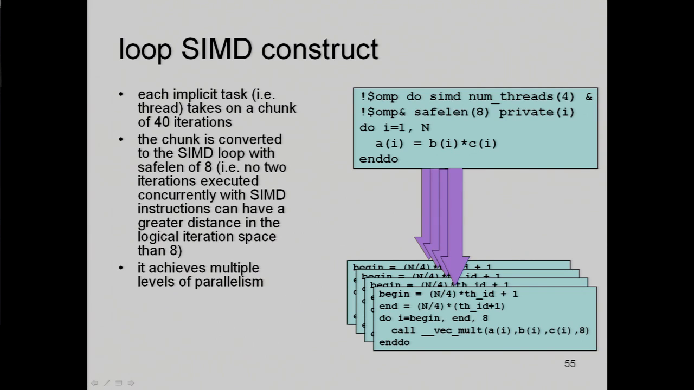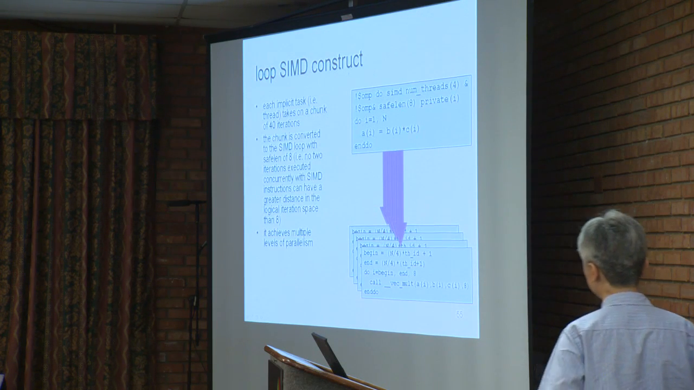So we have a very simple loop here. We try to exploit two levels of parallelism, the do SIMD applied, and I have a num_threads 4. I find a typo here anyway. Assume there's a fourth thread here. Num_threads is only applied to the parallel directive, not applied to the do loop. Anyway, assume this is four threads here. And then I want to do the safelen 8 and then do the usual reduction of the sum variable.